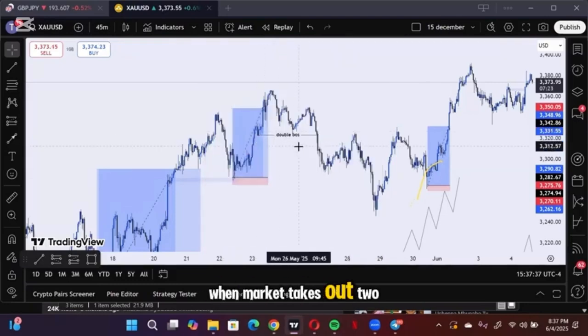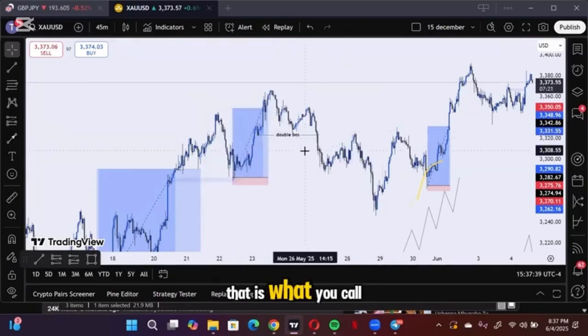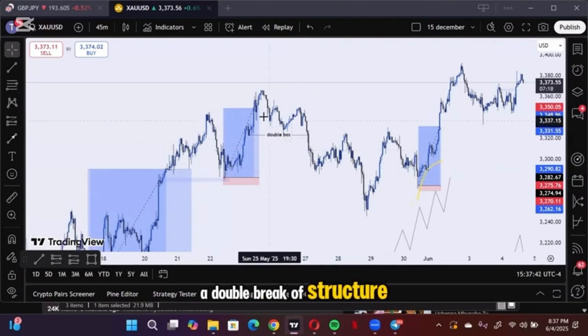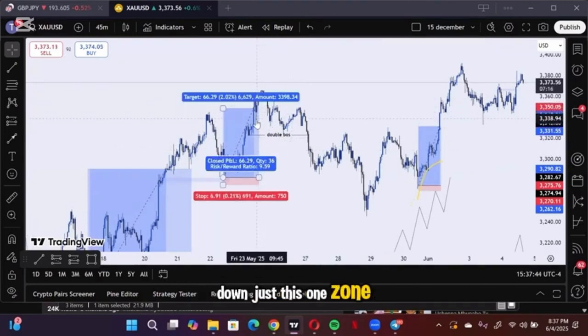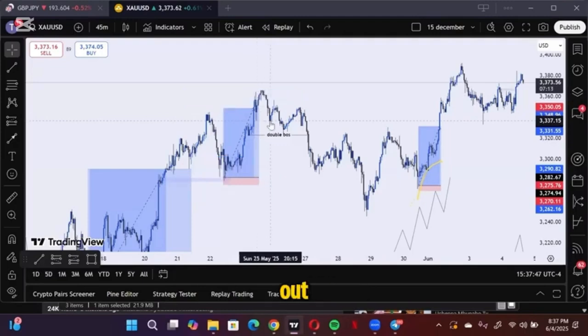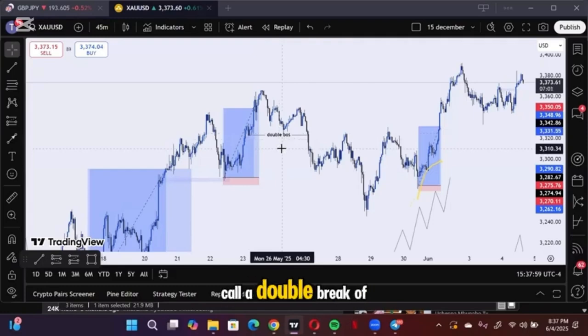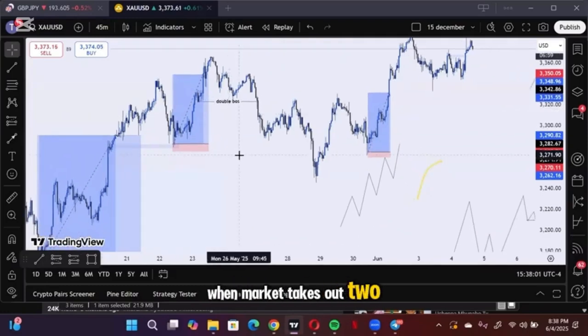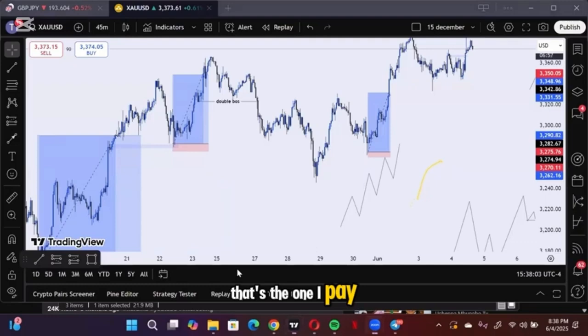When market takes out two consecutive zones, that is what you call a double break of structure. But when it was taking down just this one zone, you can see lower high. When it took this one out, this is just a single break of structure. It went up here, took out this low here. This is also a single break of structure. But when it went up here, took out this low, but also taking out this previously existing support, this is what you now call a double break of structure. When market takes out two consecutive zones, that's the one I pay attention to because that is giving me more confirmation that enough buyers or sellers are on the market. Are you guys following me so far?